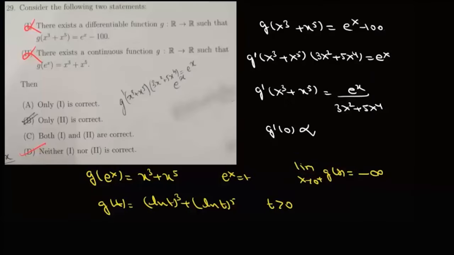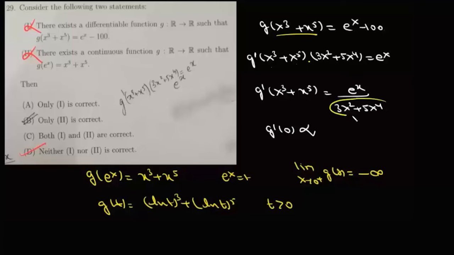Now in question number 29, we are given two statements. There exists a differentiable function g such that g of x cube plus x to the power 5 equals e to the power x minus 100. We need to check whether such a differentiable function can exist or not. Now if it is differentiable, we can write g dash of x cube plus x to the power 5 into the derivative of x cube plus x to the power 5. That will be 3x square plus 5x to the power 4, and it will be equal to e to the power x. We can write g dash of x cube plus x to the power 5 as e to the power x upon 3x square plus 5x to the power 4.